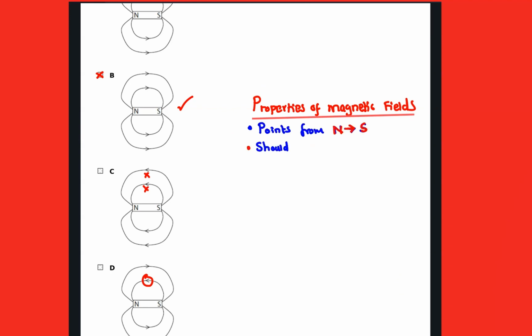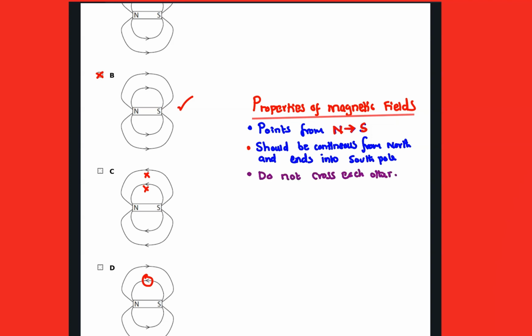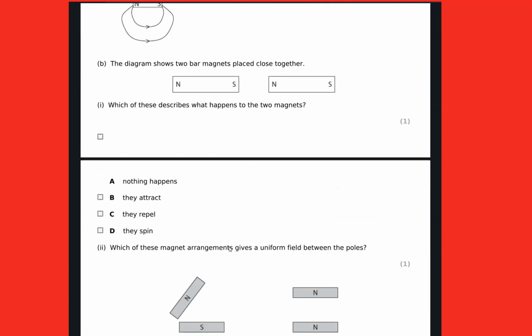Number 2, they should be continuous, with no gaps in the lines, and they also do not cross each other. I think that's what we need to identify at that point, and where the magnet is strong at that particular point. The correct answer is B in this case.